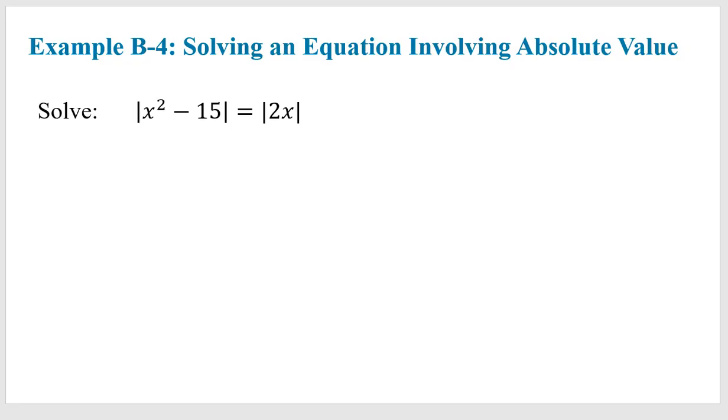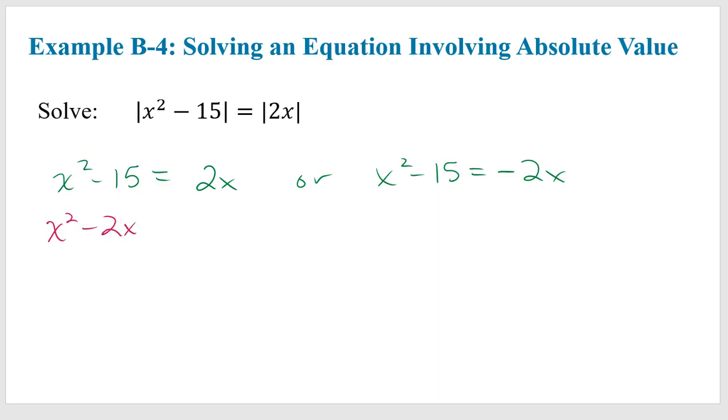All right, here's another example where we have absolute values on both sides. Again, solve it the same way. This absolute value is already isolated. So x squared minus 15 is going to be equal to the positive of 2x, or x squared minus 15 is going to be equal to the negative of 2x. I'm going to notice that both of these are quadratic, which means I need to get everything on one side. So x squared minus 2x minus 15 equals 0, and on this side, x squared plus 2x minus 15 equals 0.